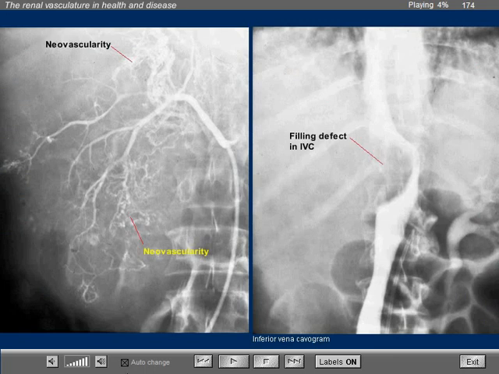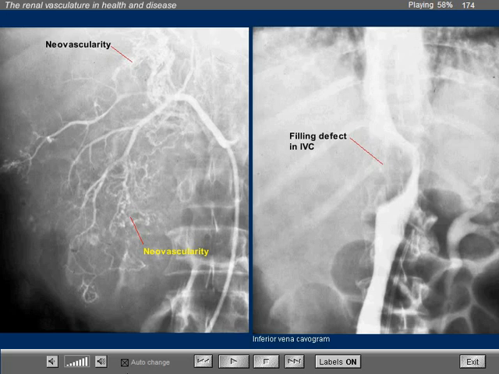In this next patient, we can see the neovascularity above the right renal artery. Note also neovascularity in the right kidney. The patient had a right renal cell carcinoma that occluded the renal vein and extended into the inferior vena cava.